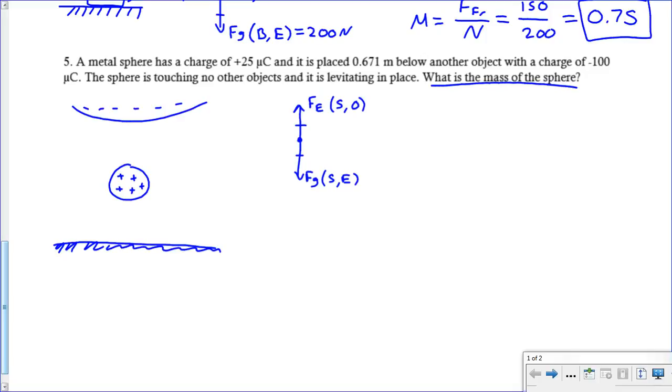If you don't know the mass, it should make sense that we probably aren't going to be able to figure out gravity right away. So what we're going to do is focus on the electrical part of this and try and figure out what the electrical force is. So we say electrical force, based on the equation that you have, is equal to K times Q1 times Q2 over R squared. That is 9 times 10 to the 9th.